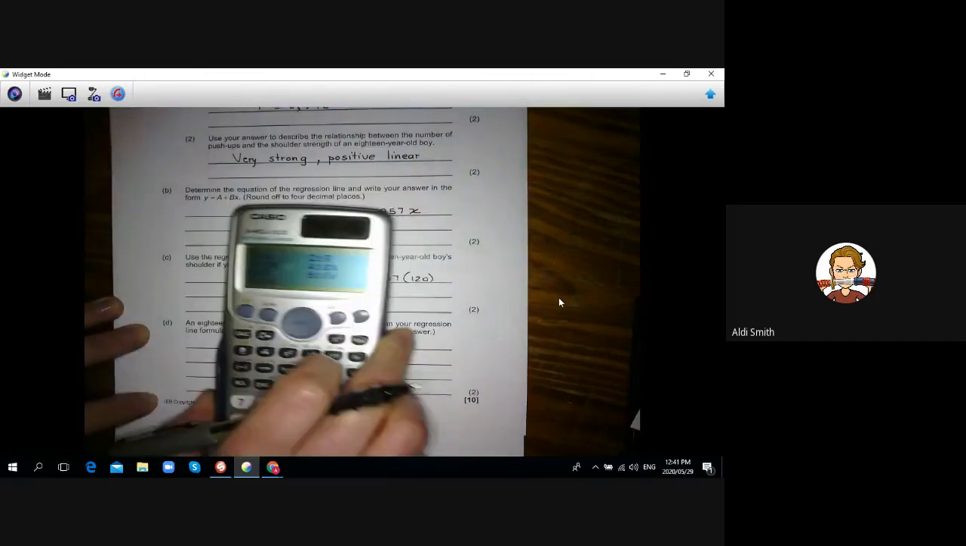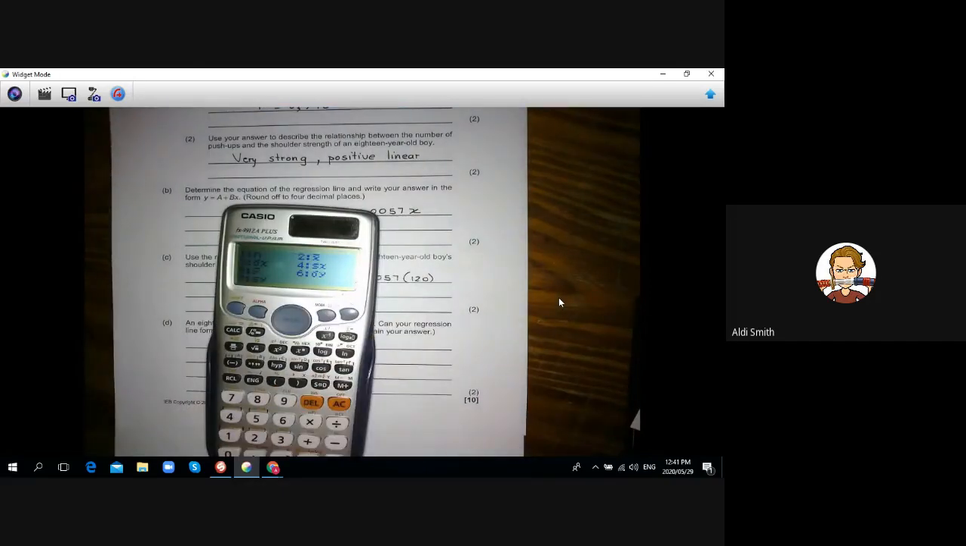Now, obviously, I need to change my calculator back to computer mode. By the way, people, do not change your calculator back to computer mode unless you've done all of the calculations. Meaning, unless you've done R and you've written it down, you've done the A, you've done the B, you've written it down, do not change your calculator back to computer mode.